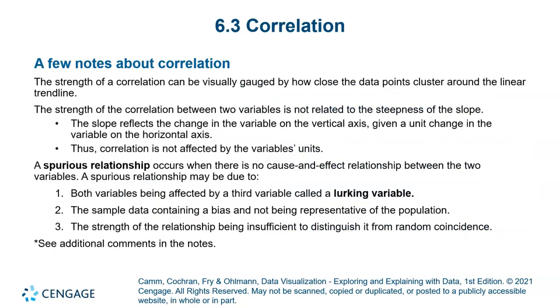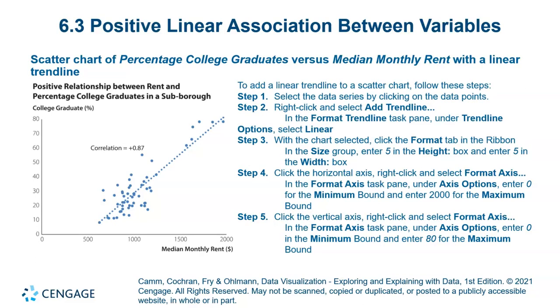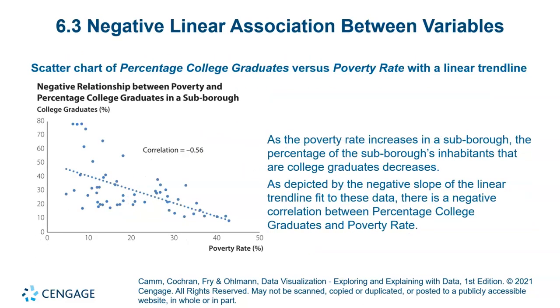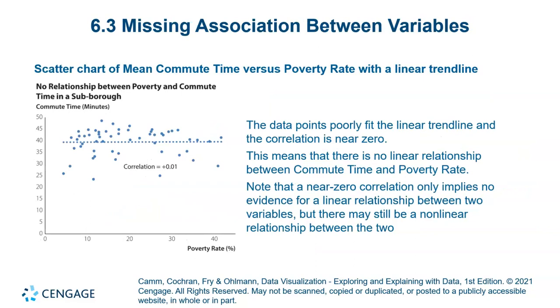Also, a spurious relationship means there appears to be a cause and effect, but there is no cause and effect relationship. Still, there is an impact, because a third variable has an impact, or sometimes the data is biased, or sometimes the strength of the relation is insufficient to distinguish it from random coincidence. So this is positive correlation, and this is negative correlation.